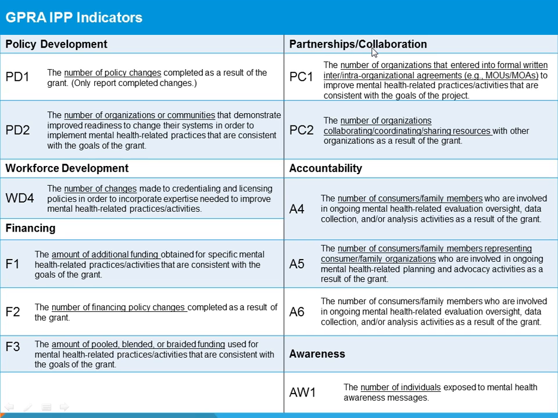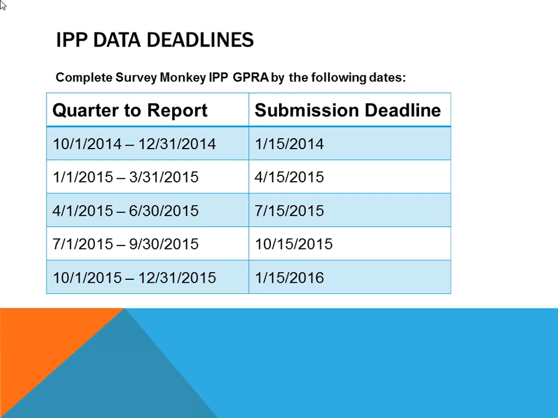Then we really want to know what kind of partnerships and collaborations you have entered into, any MOUs or sharing resources with other agencies in your county. And then we also need to know the number of consumers and family members involved in the planning process, involved in evaluation, and the number of individuals who may have been exposed to mental health awareness messages. This could be social media involvement, presenting at a conference, or maybe being at a state fair or something along those lines. We want to collect that kind of data also.